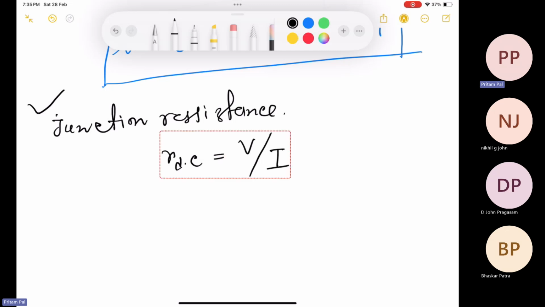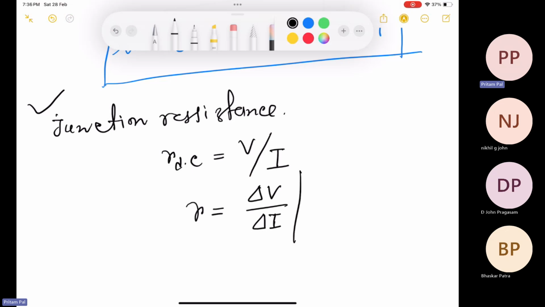Now, at any point, if you're asked about the operating point, then generally that's a dynamic resistance. You define it as R equals dV by dI, at the operating point of the PN junction.